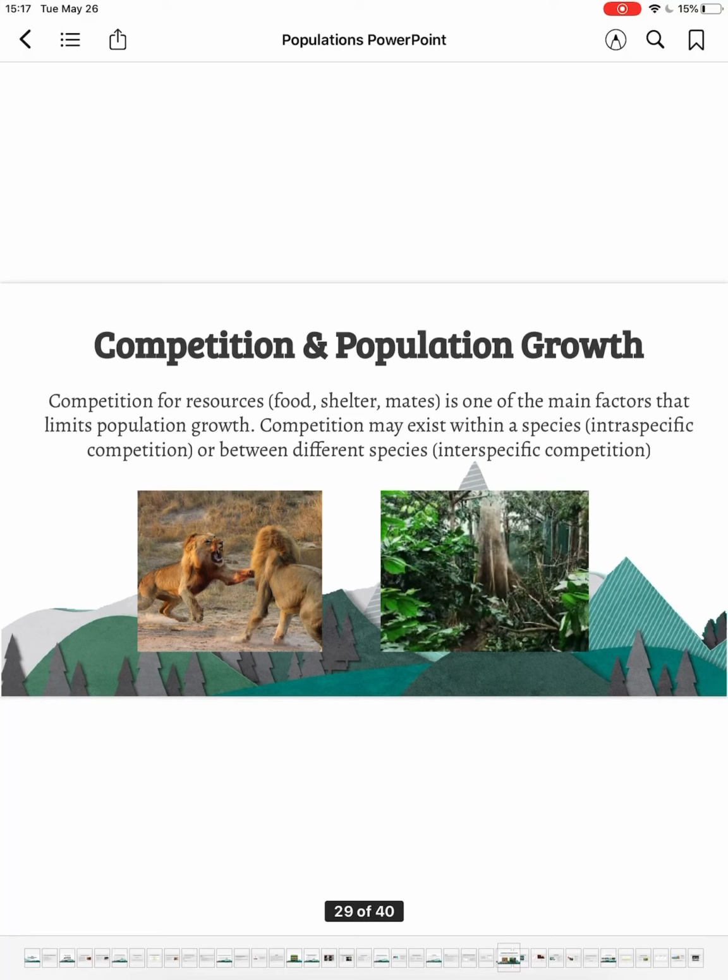And then as far as competition for resources, as I was just talking about lions, competition for resources like food, shelter, and mates is one of the main factors that limits population growth. Competition may exist within a species, so that means intraspecific competition, so you're fighting with your species, like a lion versus lion, or between species, and that's called interspecific competition. And that might be like a lion fighting a cheetah or something like that. So they still want the same thing, and they're fighting over that.